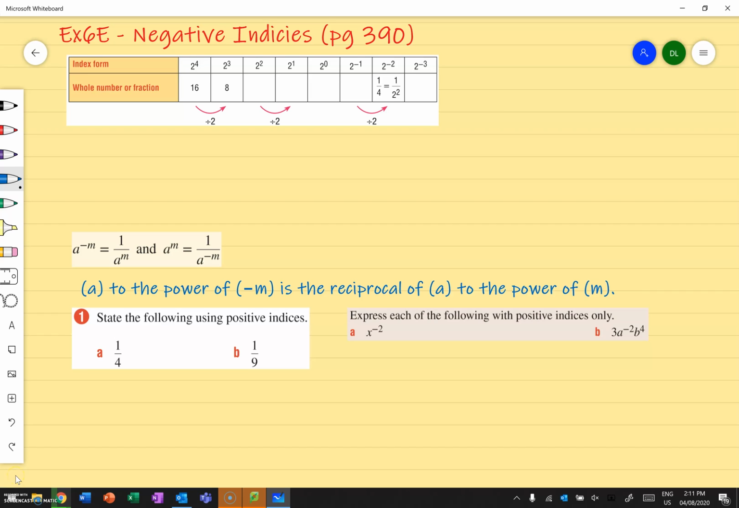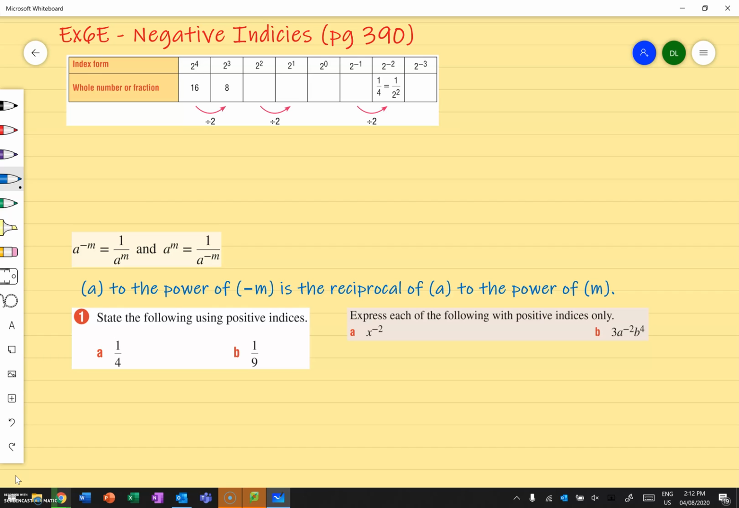Now, we've gone through exercise 6A and up to 6D already, so we've already learned about the different indice laws, but today we're going to go through negative indices. So what happens if we've got a number, let's say 3 to the power of a negative number, for example, 3 to the power of negative 4? What do we have to do in that situation? We have to try and find a particular formula, or a particular way that we can go ahead and solve this.